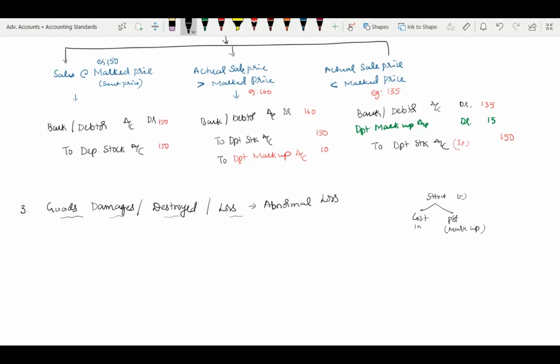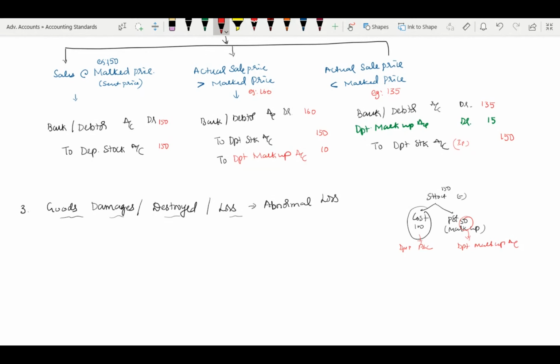Correct? Suppose here 100 rupees is the cost, 50 rupees is the profit. Suppose 150 worth of this stock has been destroyed, accident, fire, whatever it might be. Correct? So now departmental stock account I have to remove at invoice price. That's the market price. 150 I have to remove from stock. That should be credited. Correct? So then this cost portion, since it has not been realized, correct? So this I have to charge to the P&L account. So departmental P&L account I am supposed to charge. So this profit margin, this profit element, I have to reverse from the departmental markup account.